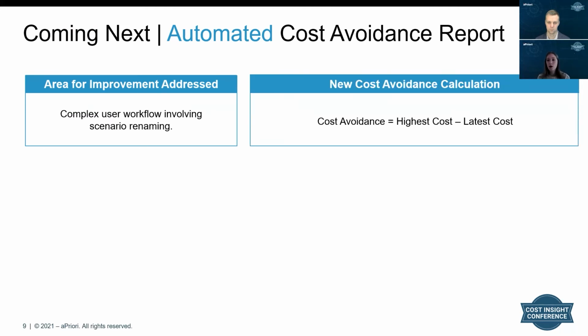In the automated cost avoidance report, cost avoidance is calculated as the difference between the highest cost and latest costed scenario for each component. Cost Insight Report would be able to select the highest cost and latest costed scenarios automatically from the reporting database, so that the design engineer never has to indicate which scenarios to choose for the cost avoidance calculation. We use highest as the starting point because it likely represents when the component is first fully featured.